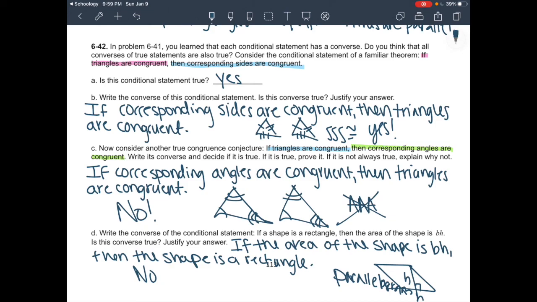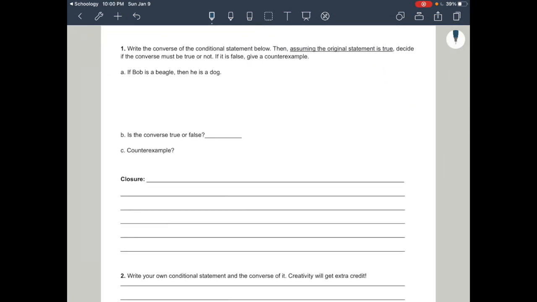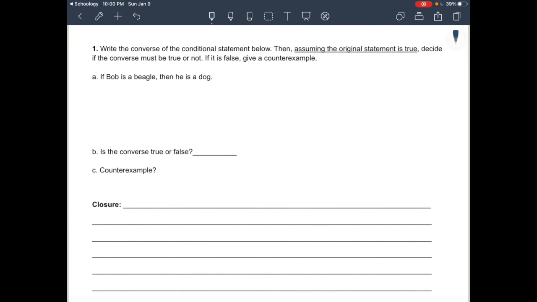So now we're going to turn to the back, and we're going to kind of just wrap things up together and look at how we look at this generally and how we write our own sentences. So number one, it says write the converse of the conditional statement below. Then assuming the original statement is true, decide if the converse must be true or not. If it is false, give a counterexample. And a counterexample is just an example of why it's not true.